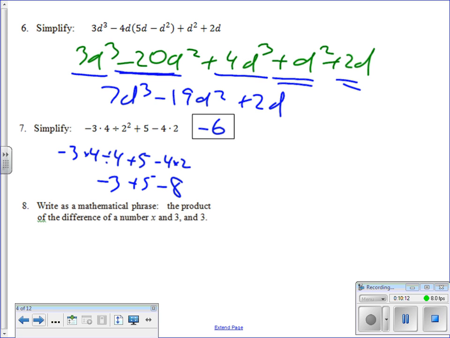Okay, remember multiplication, division at the same time, and then addition, subtraction at the same time.